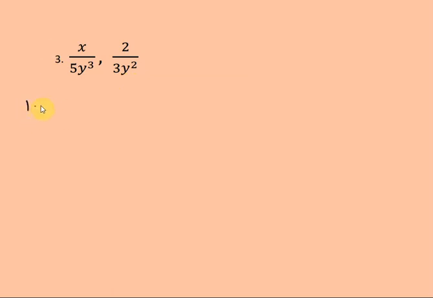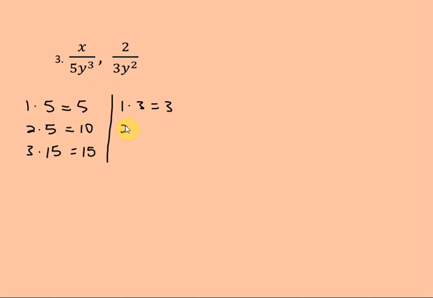So the first few multiples of 5 would be 5, 10, 15. The first few multiples of 3 would be 3, 6, 9. Okay, so I don't have any in common yet, so let me keep going.